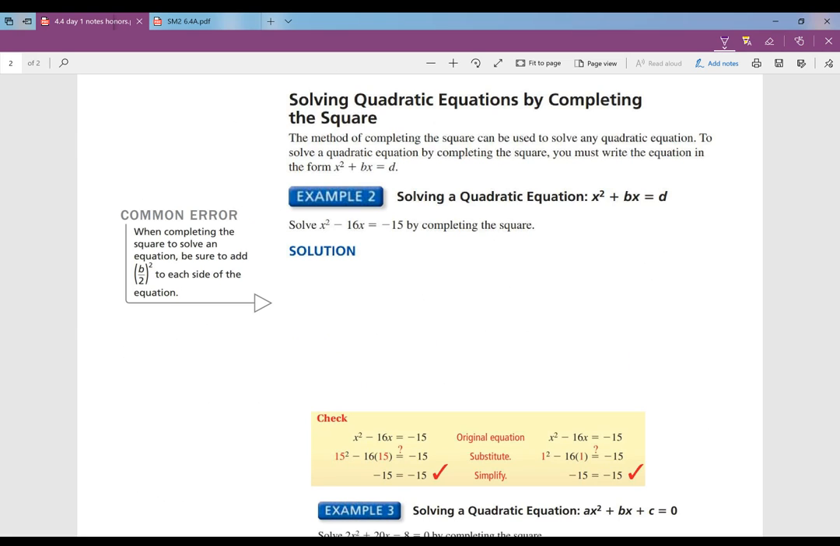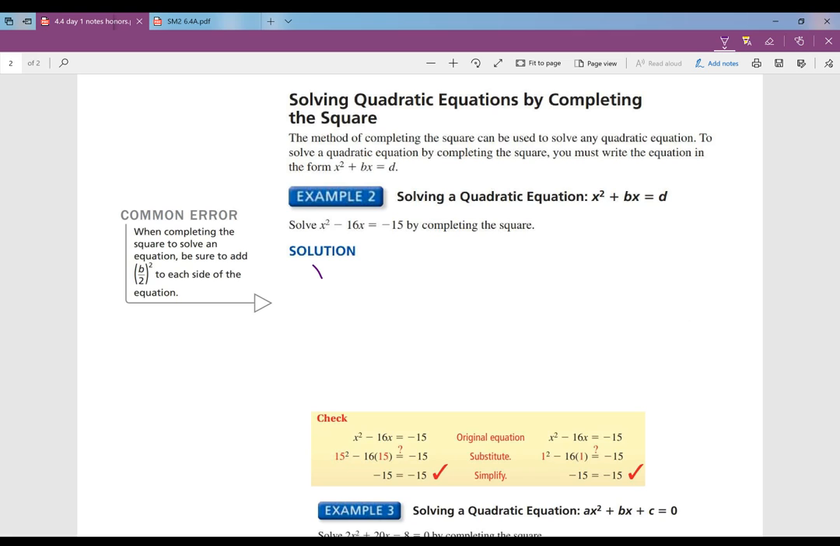So, if we're given x squared minus 16x equals negative 15, then how are we going to solve for x? Well, if we have two x's, normally we have to do something like factor, right? Because we have an x squared plus an x, and we can't combine those, so we need to figure out a way to separate them. Well, now we can do completing the square.